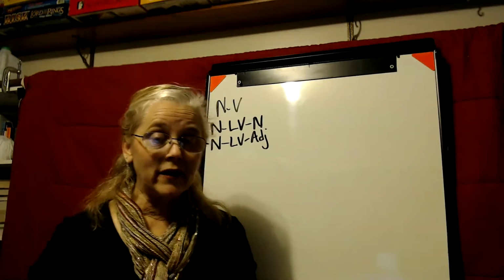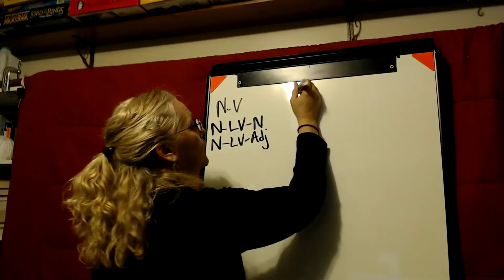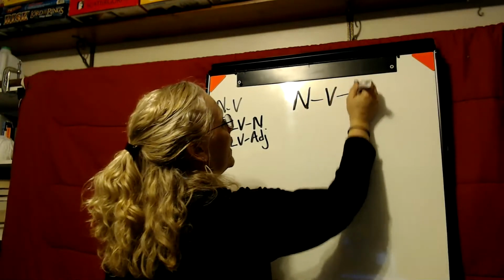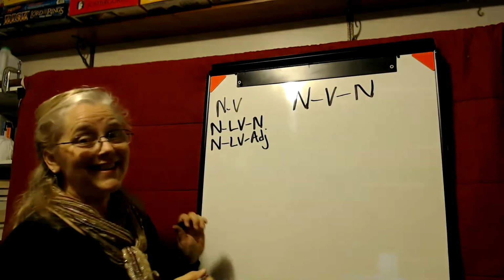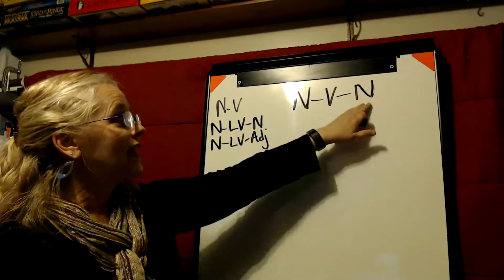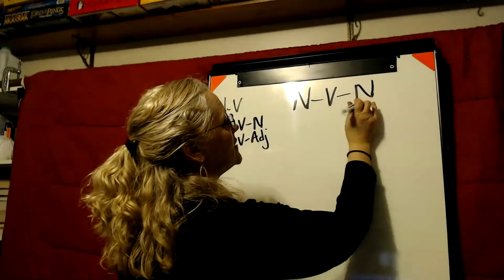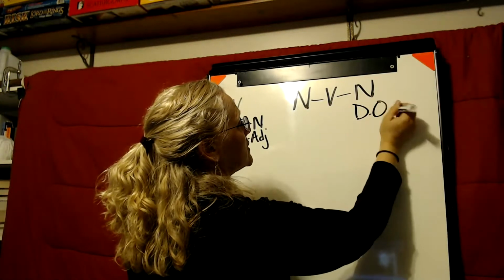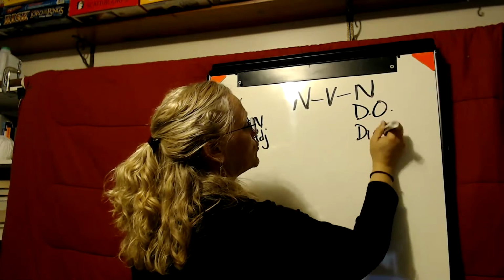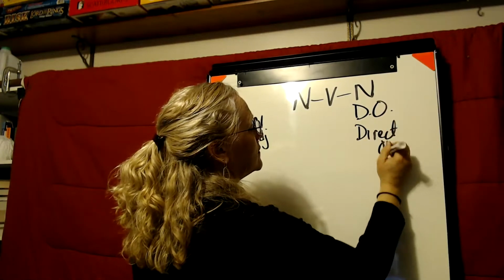Our next sentence pattern is the noun, verb, noun. And in this sentence pattern, the second noun, or this noun, is a direct object. Direct object.